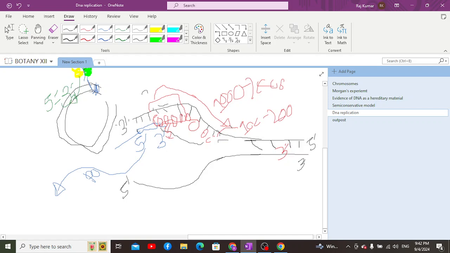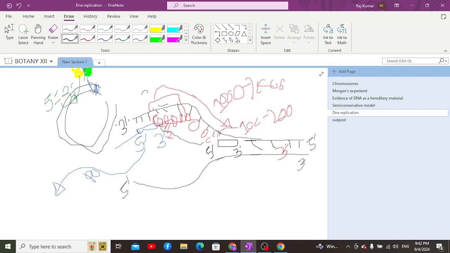So after a certain distance there is the requirement of another primer, made with the help of the primase enzyme, to help the DNA polymerase get the direction to add the nucleotides to form the complementary daughter strand.